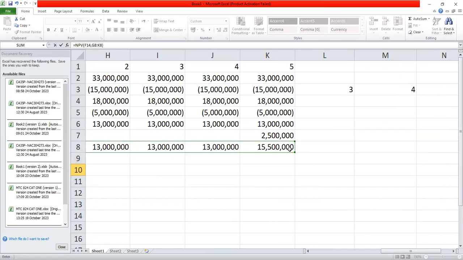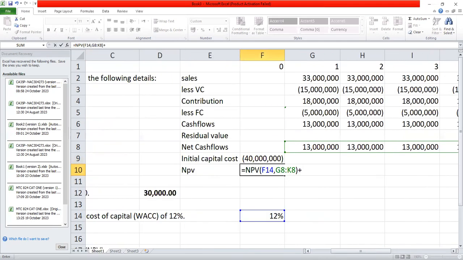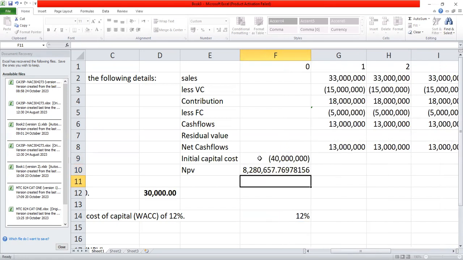Now, remember, we have taken the rate, then the values. This initial capital cost, we need to subtract, but it's already a minus. If you write minus here, minus will become a plus. So we need to write plus so that plus minus will become a negative, because we need to subtract from the amount. So we add that, then we enter.